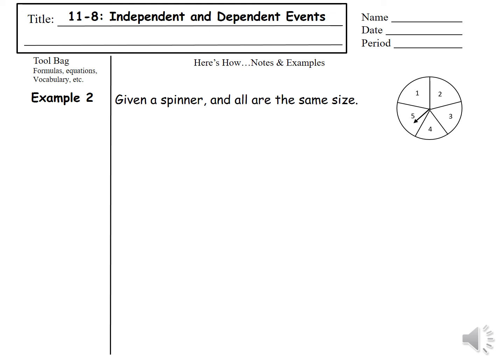Okay, so given a spinner, let's see what the question is. What is the chance you spin a 2? A similar thing we do. How many 2s do we have? 1, 2, 3, 4, 5. Total we have 5. Total outcome is 5. How many 2s? We only have 1. So that's 1 out of 5.